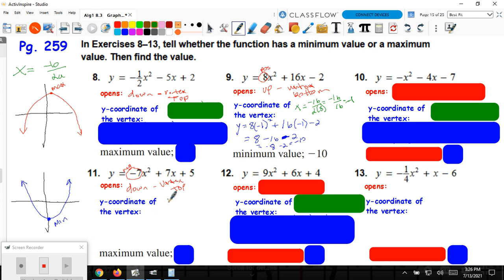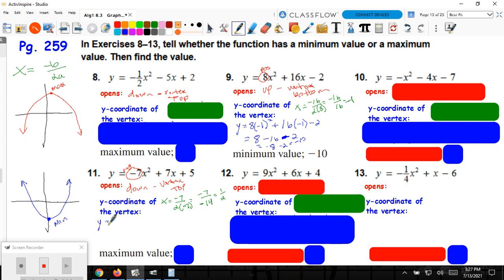So our x here on this one is going to be 7 is b, so negative 7, 2 times negative 7. So negative 7 over negative 14. So that's going to be a positive 1/2. We need to simplify that down to a 1/2. So I got to plug in 1/2 to find out what my maximum value is.